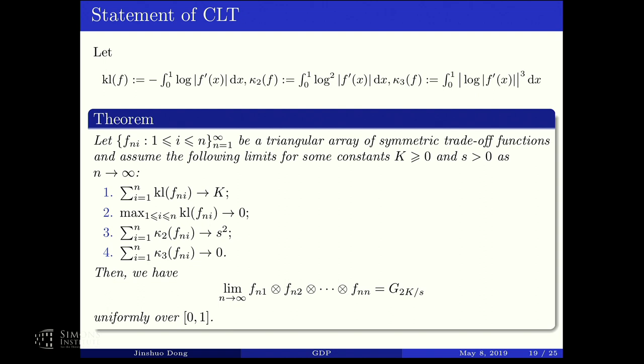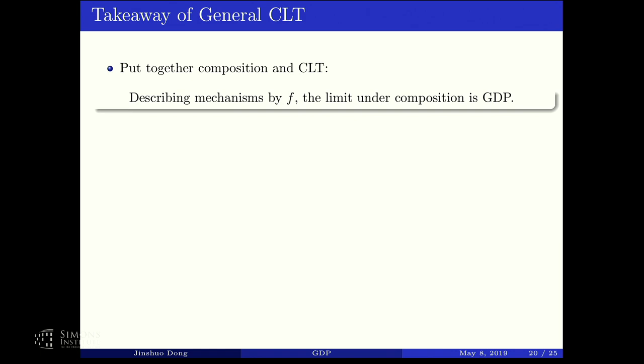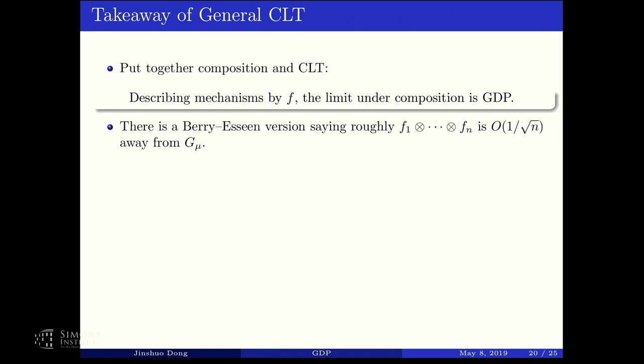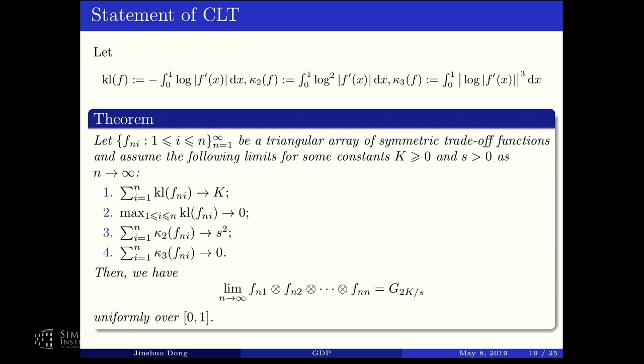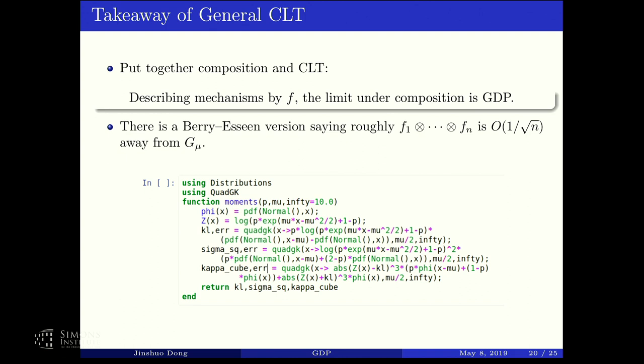It's an array of symmetric trade-offs. Yeah, so I want to hide away this detail, sorry about that. Okay, so let me just show you the takeaways. The takeaway is if you describe a mechanism by f, then the limit of their composition is GDP. Okay, and there is a variation version showing that this is one over square root of n away from G_mu. And this is a code chunk that roughly does this. So this is just telling you that maybe the theorem is intimidating for humans, but it's definitely not intimidating for machines. Yeah. So this is a human part, this is a machine part.